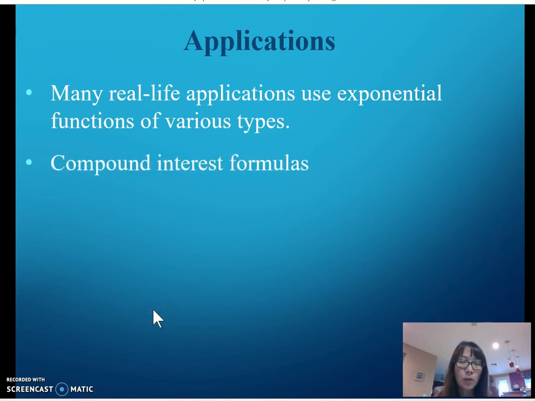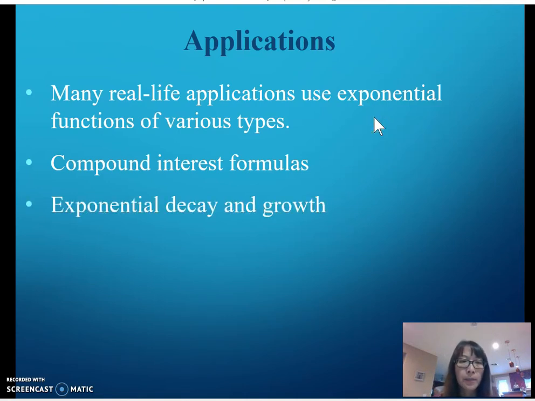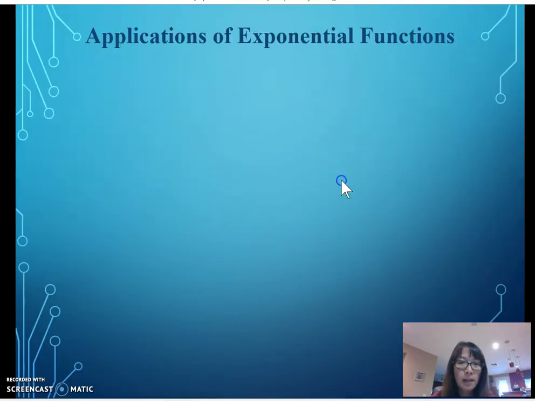We'll look at some application problems. Many real-life application problems use exponential functions, and there are plenty of examples here. We'll look at one particular type dealing with compound interest and also exponential growth and decay. So if you don't have your calculator with you, pause the video, go grab your cool piece of technology so we can do this part.